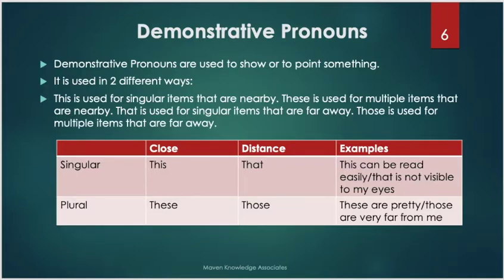Examples are: This can be read easily. That is not visible to my eyes. These are pretty. Those are very far from me.